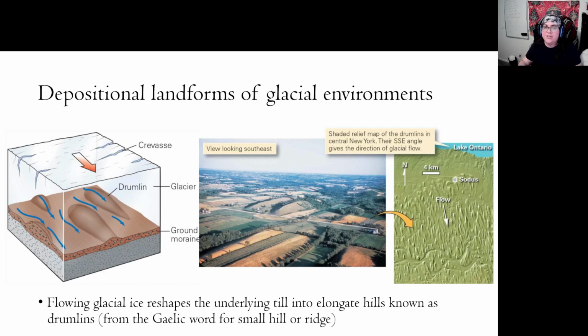The next feature that we're going to look at are drumlins. Drumlins are little hills that are formed after glacial ice reshapes underlying till. So they end up having a nice shape that corresponds to the flow of ice. Here we have a shaded relief map of central New York, and you can see all these little drumlins within.